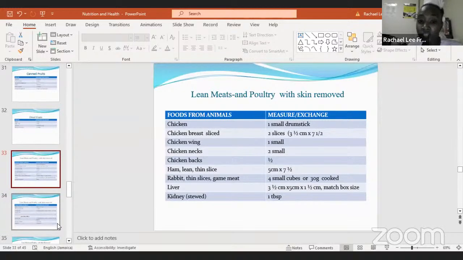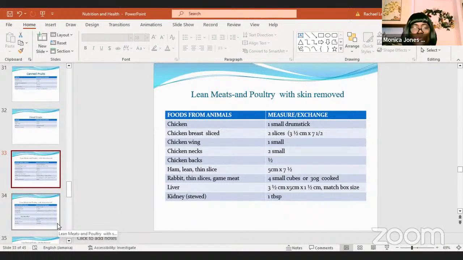All right, so now for your chicken, and this is now your food from animals. So you see what I was telling you about now, the chicken, 1 small drumstick. So not a leg and a thigh and a piece of breast at once. Quarter chicken. The chicken breast, it says 2 slices.